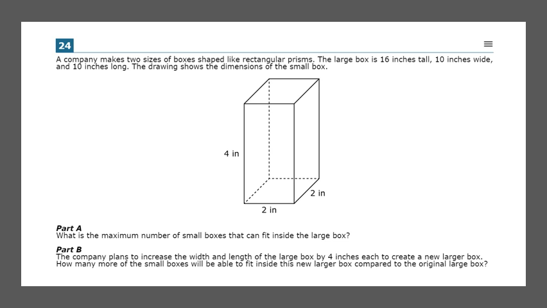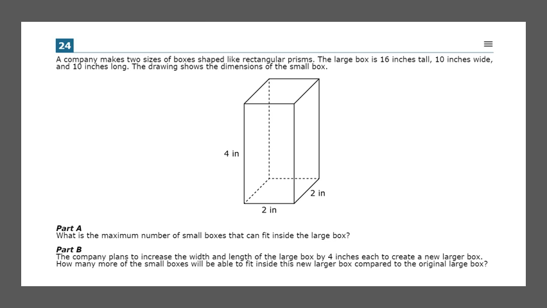Number 24 here is a volume problem. This says a company makes two sizes of boxes shaped like rectangular prisms. The large box is 16 inches tall by 10 inches wide and then 10 inches long. The drawing shows the dimensions of a small box, and that's pictured below. So we've got a two-part question here. Part A says, what is the maximum number of small boxes that can fit inside the large box?